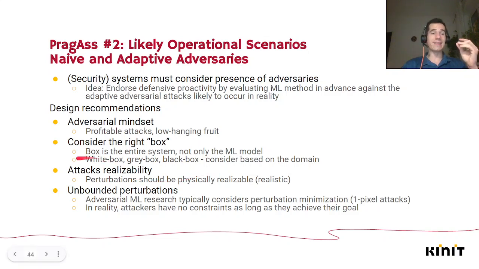Also, the attacks should be realizable, and real attackers, real adversaries, consider unbounded attacks, not only theoretical ones, which are typically bounded. For example, only one change within the data. But the adversaries will do anything in order to achieve their goal. So they won't have any constraints, maybe only the profit or the realizability of the attack, of course.